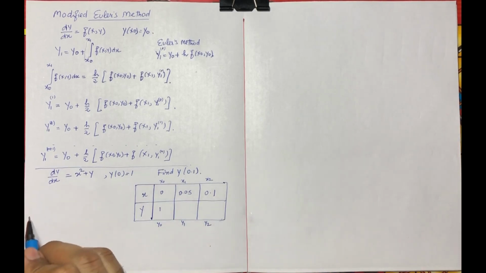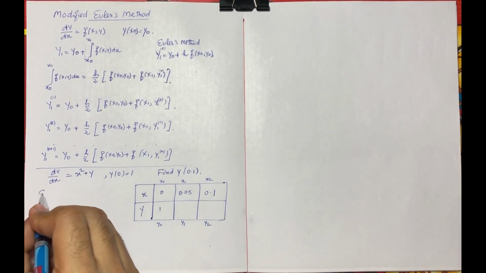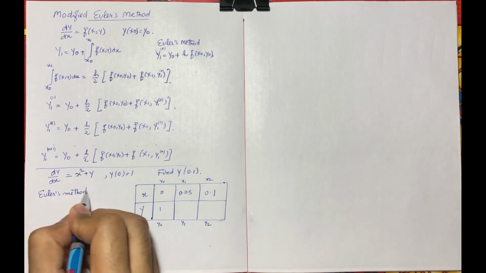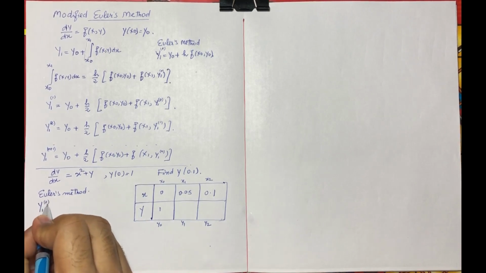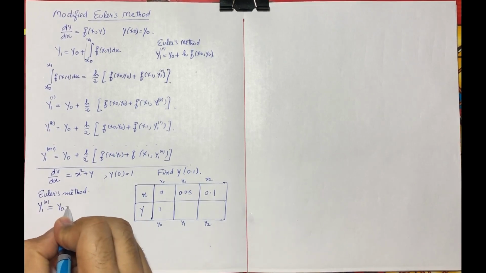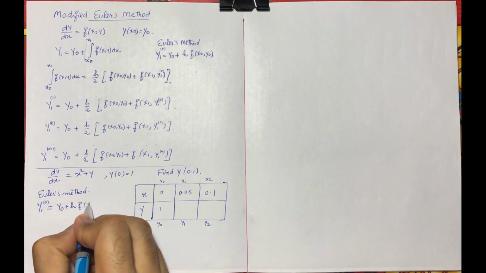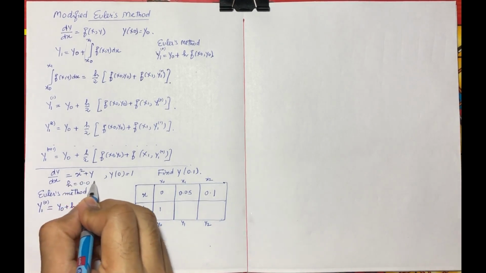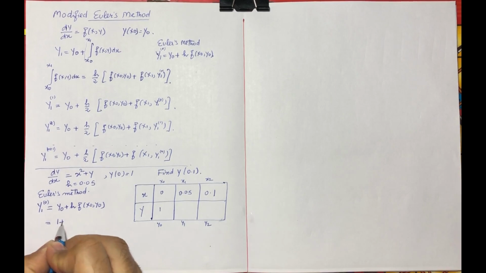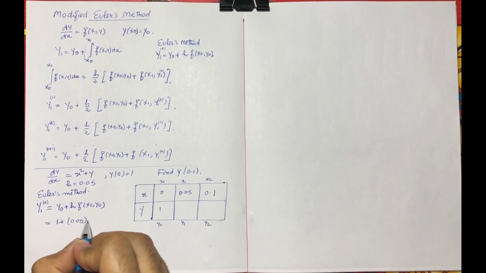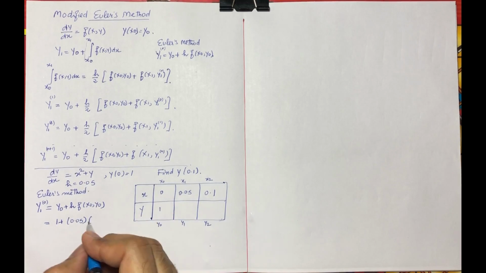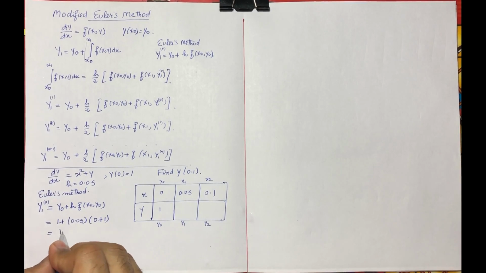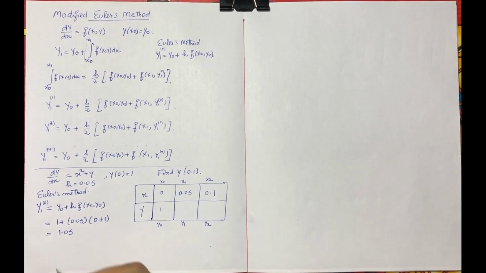As we already discussed, we start with Euler's method to get the initial approximation y1^(0), that is y0 plus h f(x0, y0), and here h is 0.05. So y0 is 1, h is 0.05, and x squared plus y, x is 0, that is 0, plus y is 1 squared, that is 1. So we get 1.01. So this is the initial approximation.